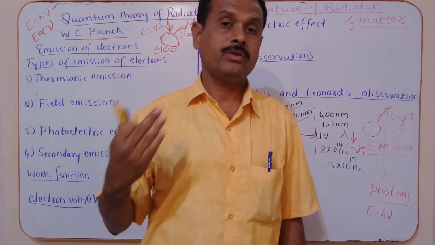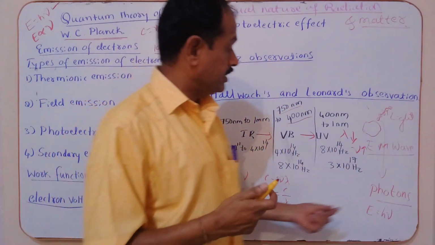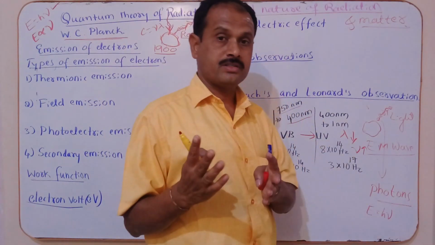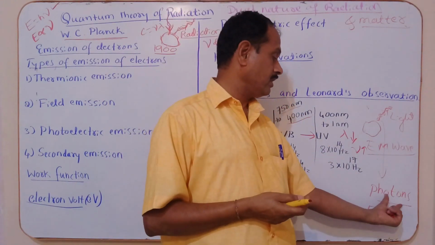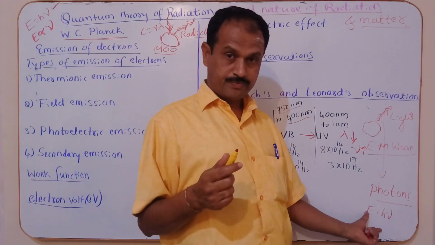These are electromagnetic radiation. This light is emitted or absorbed. It consists of discrete packets of energy. These packets of energy are called photons. Each photon energy E is equal to h nu.